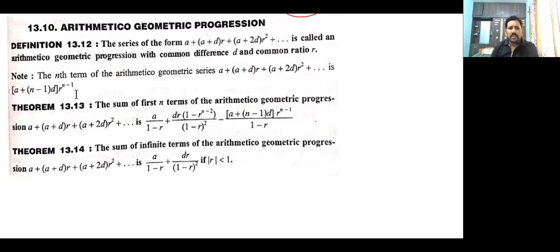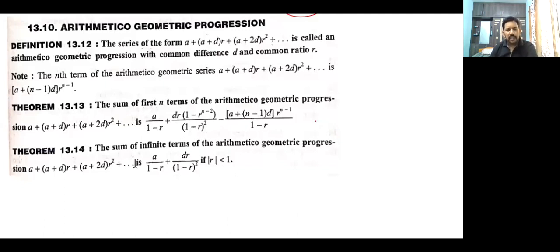How to find sum of n terms in AGP series? This is the formula. Sum of n terms Sn is equal to a by 1 minus r plus dr into 1 minus r whole power n minus 2 divided by 1 minus r whole square minus a plus n minus 1 into d r power n minus 1 divided by 1 minus r.